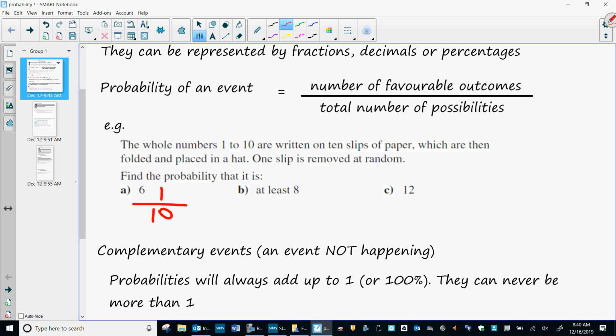At least 8. So what numbers are we thinking if it's at least 8? Tell me what numbers they are. 8, 9, 10, which is how many? 3. So it's 3 out of 10, yes?